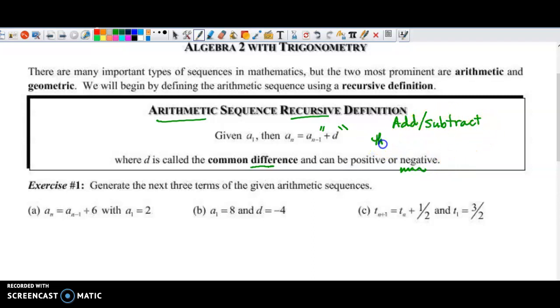The same number, the common difference, is the same number from one term to the next. And each one of these is a little bit different, but they're pretty much the same problem.